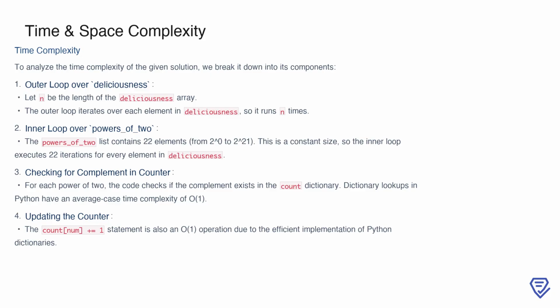Additionally, within the inner loop, we perform a dictionary lookup to check if a complement exists in the count dictionary. This lookup operation has an average case time complexity of O(1), thanks to Python's efficient dictionary implementation. Lastly, updating the count dictionary is also an O(1) operation. So, each step within the inner loop is constant time.